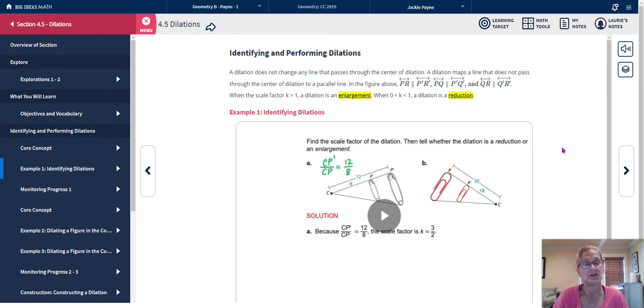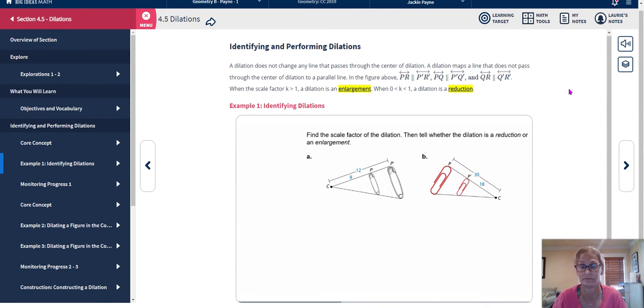So when the scale factor K is bigger than 1, that means that the dilation is an enlargement. It's getting larger than 100%. When K is less than 1, it's still positive, so it's between 0 and 1, then it's a reduction because it's going to get smaller than 100%. So here is an example where the dilations are being identified. So listen to when we talk about image and preimage. Find the scale factor of the dilation. Then tell whether the dilation is a reduction or an enlargement.